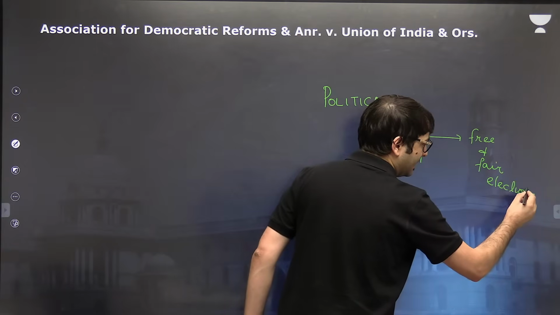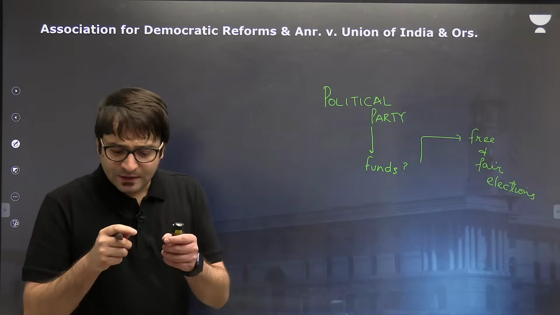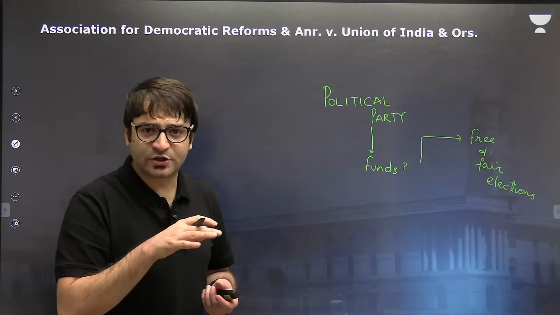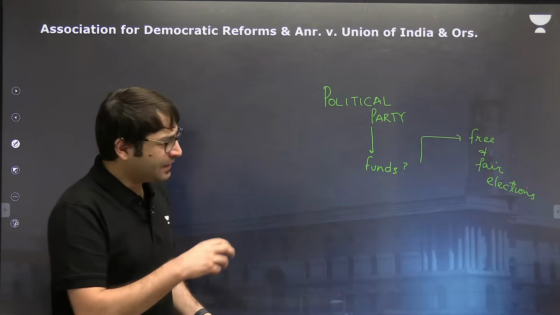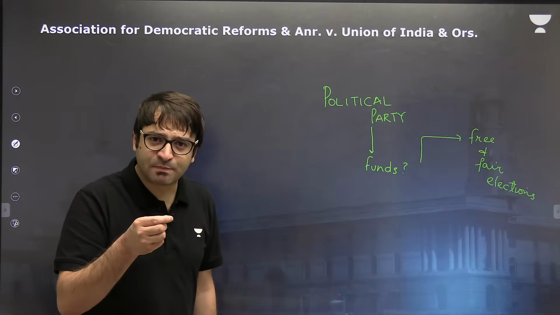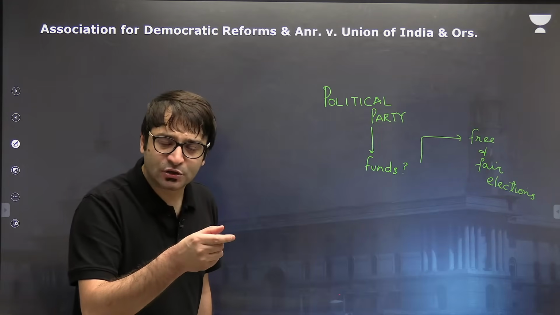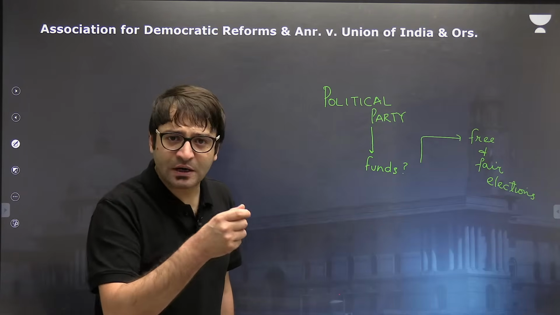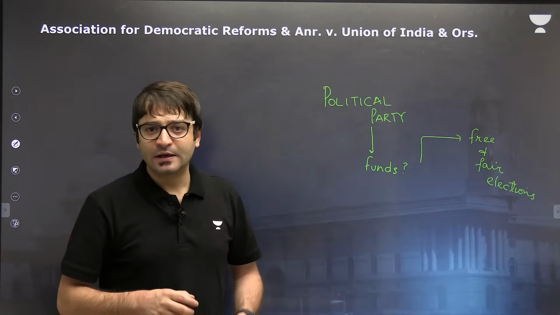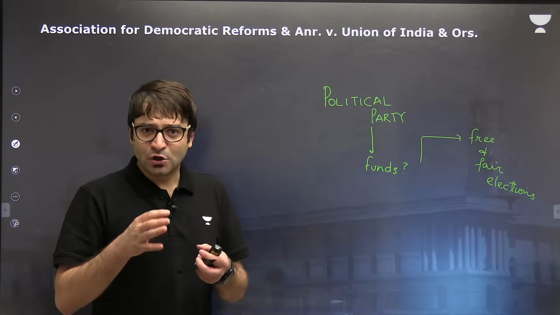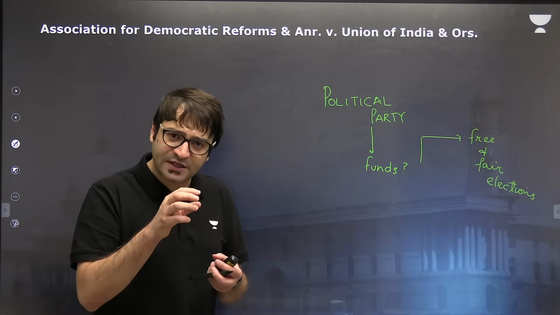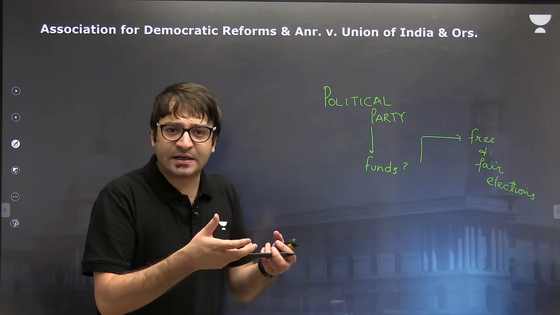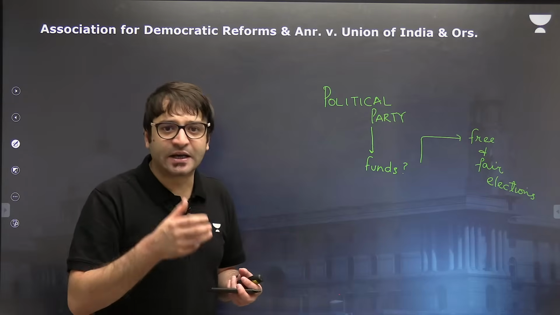How? Listen to me carefully. The money raised by political parties through voluntary donations, through financial contributions, these political parties use this money to give funds to their candidates who may belong to the SC community, the ST community, or who may be from poor, marginalized, weaker sections of society. So this money is used by the political party to allow its candidates to campaign in the elections, to contest elections.